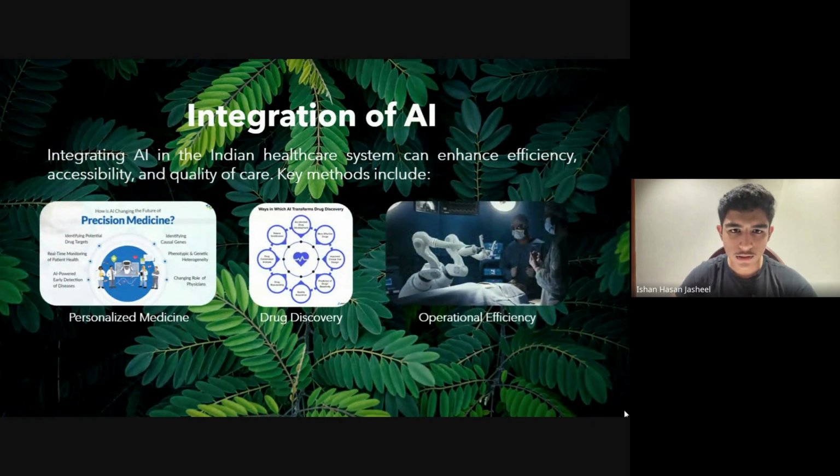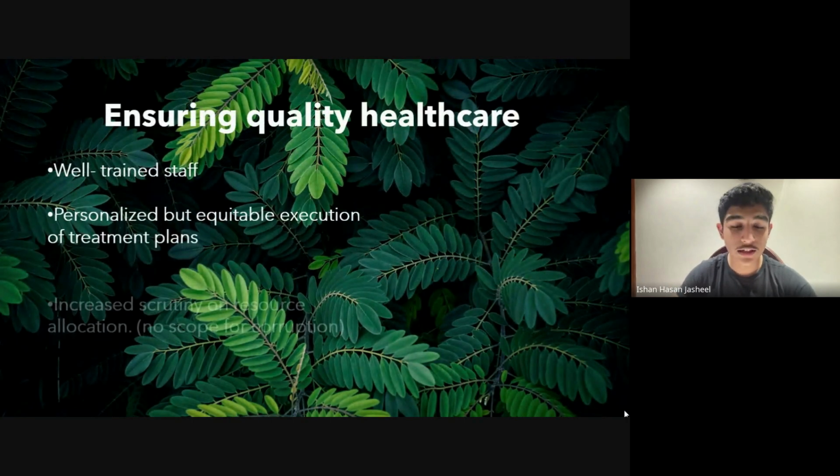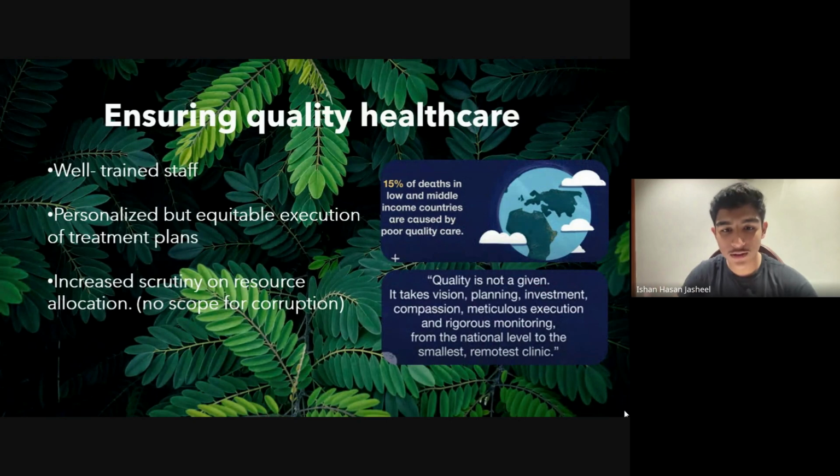Quality healthcare is much needed for a country like India because low quality can lead to the patient spending more on further treatment. The patient tends to be left off worse than when he came to the hospital. For this, we need well-trained staff, personalized but equitable execution of treatment plans, and increased scrutiny on resource allocation so that there is no scope for corruption. This is particularly necessary because 15% of deaths in low and middle income countries are caused by poor quality healthcare.